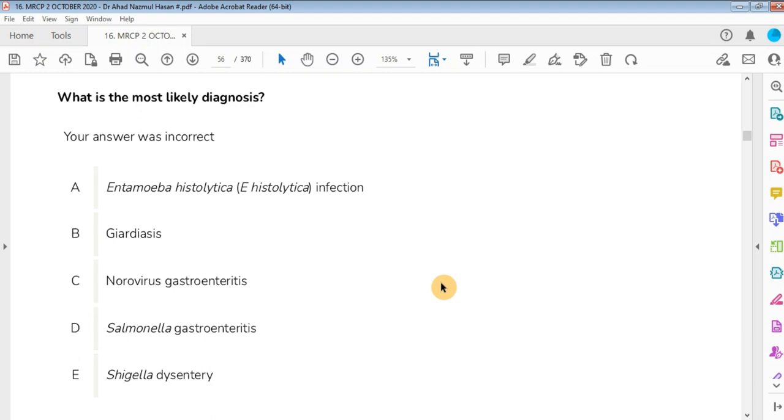Next one. What is the most likely diagnosis? Amoebiasis histolytica, giardiasis, norovirus, salmonella gastroenteritis, Shigella dysentery.